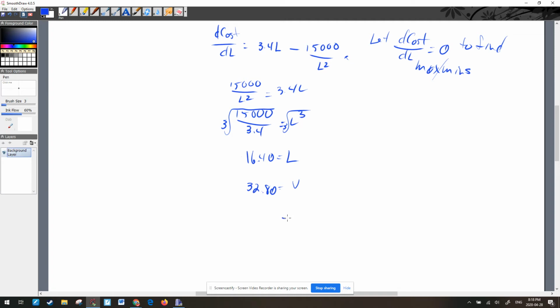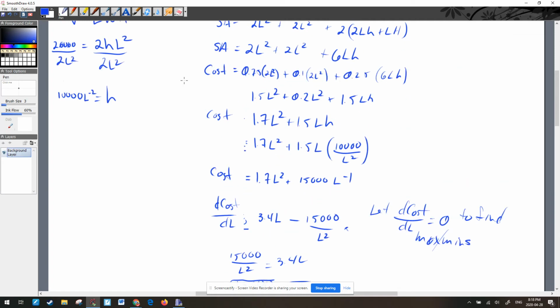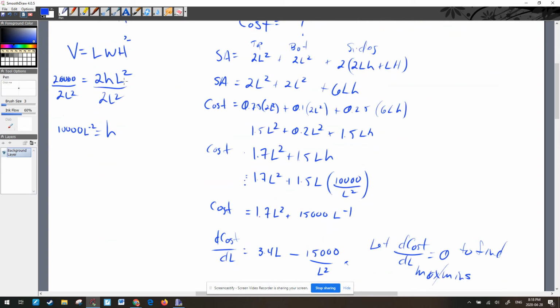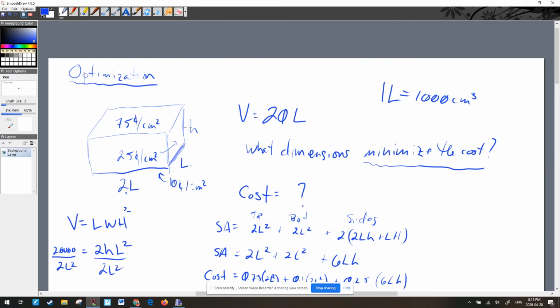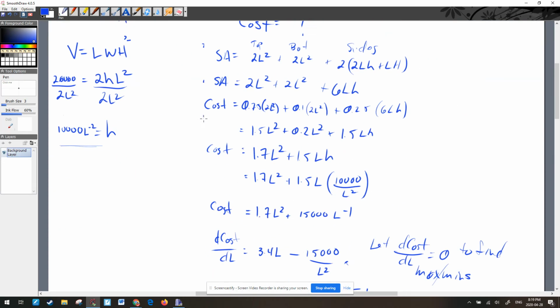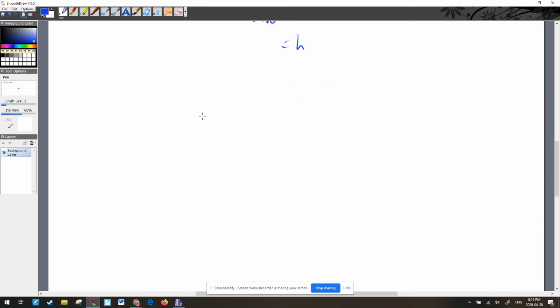So the width would be equal to, I guess, 32.80-ish. And then the height, well, I'm not going to bother with the calculations. You know how to do that. You're going to take the height and solve it right here, because we have what the length is. You can substitute it in and get your height. So there is an example of optimization involving some costs, right?